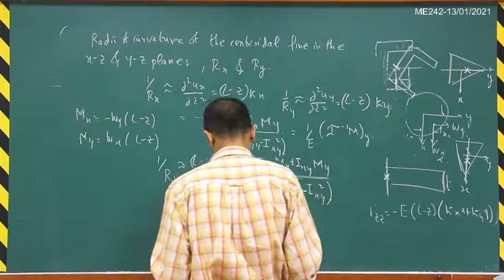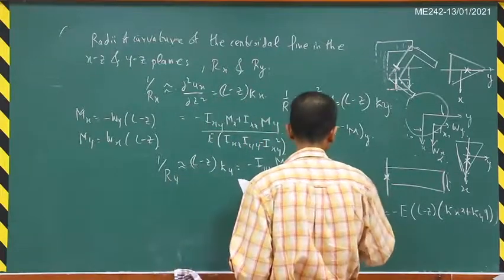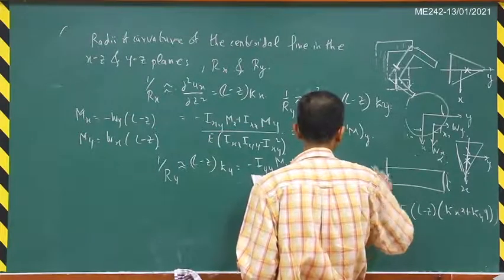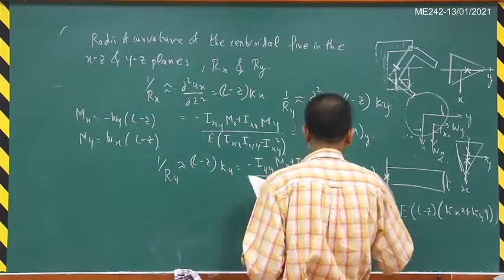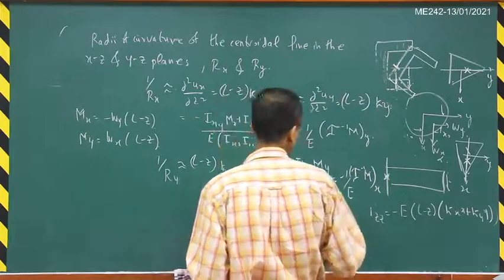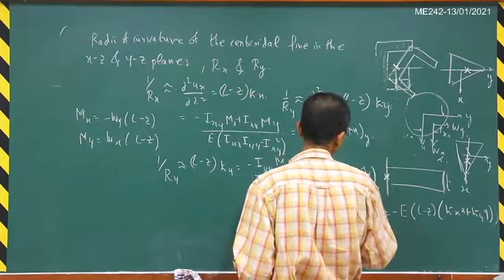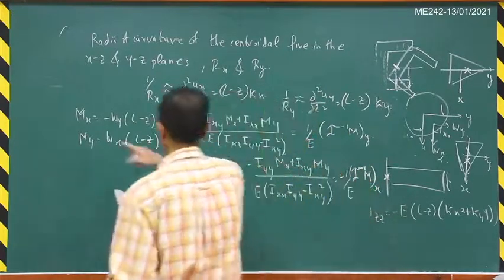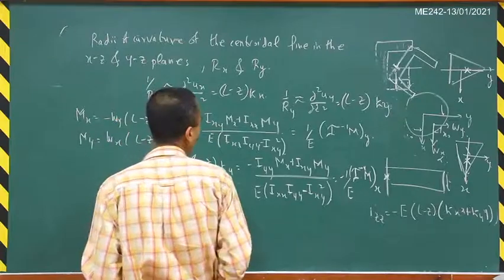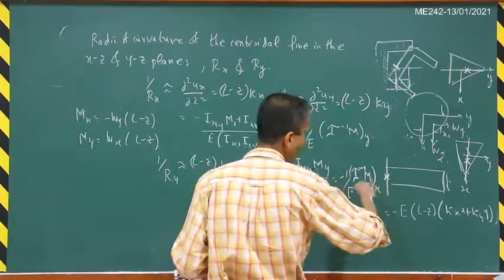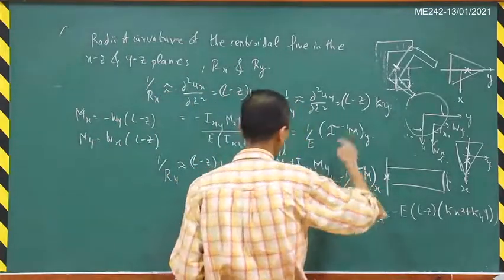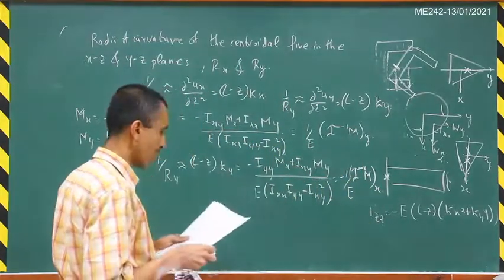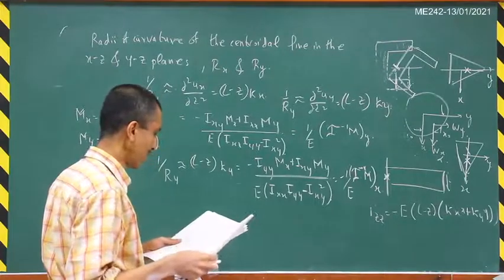And so this can be written as minus 1 by E times I inverse of M, the x component of that. So this is that moment of inertia tensor, the inverse of that, multiplied by this M. M is just this vector Mx, My, and then you take the x component of that particular thing. Here you take the y component of that particular thing. So that will give you these expressions for 1 by Rx and 1 by Ry.